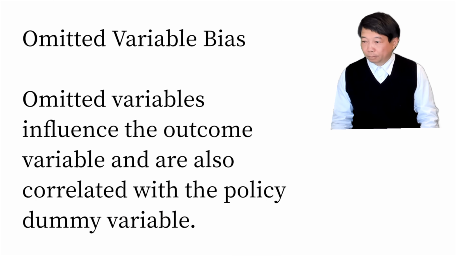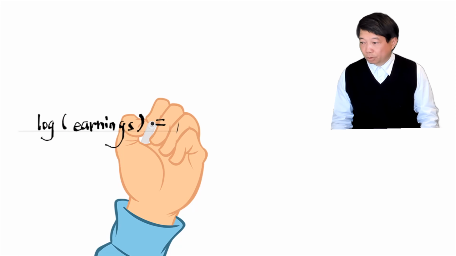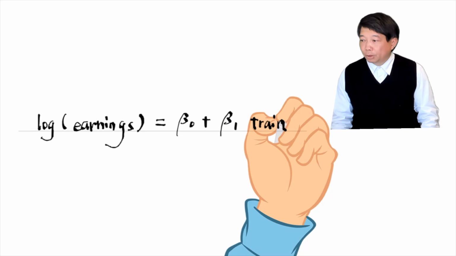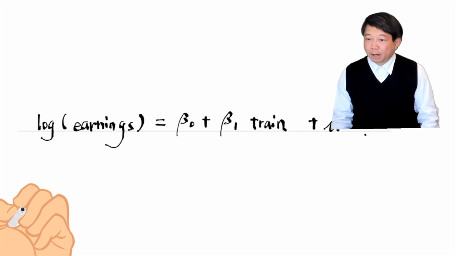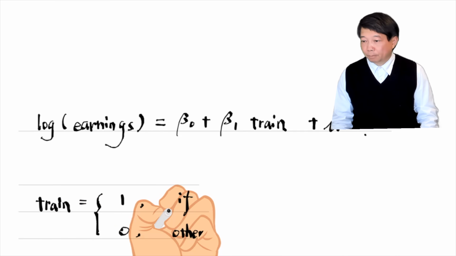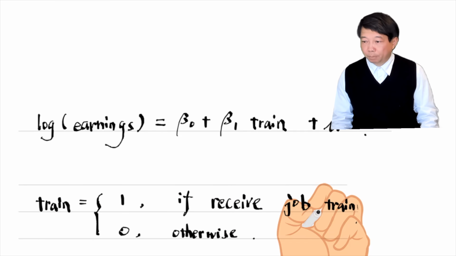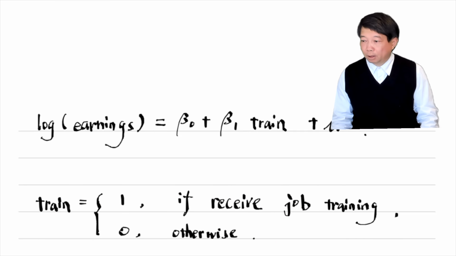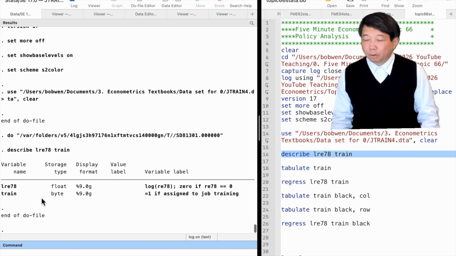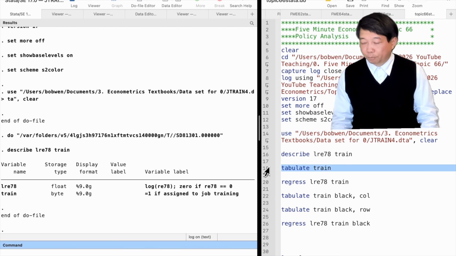For example, consider a model that uses a dummy explanatory variable, train, to indicate whether a worker has received job training. This variable equals 1 if the worker was assigned to job training and 0 otherwise. The outcome variable is the logarithm of real earnings expressed in thousands of dollars.